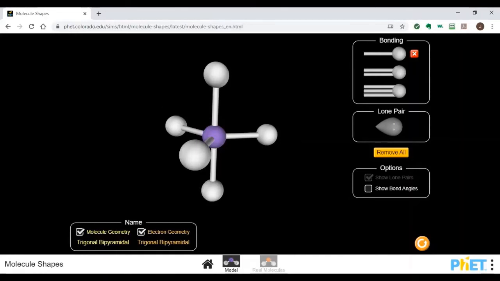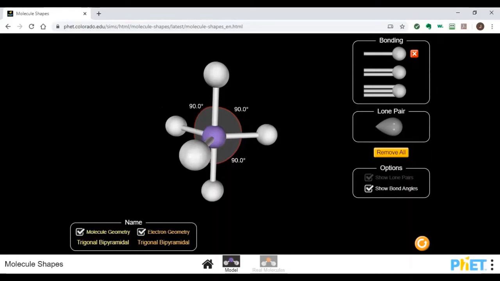We have 3 groups that are lying on the same plane at 120-degree angles from each other, forming actually a triangle here around the central atom. And then at 90-degree angles, you have these 2 positions here, one above and one below the plane of that triangle, which are called the axial positions.